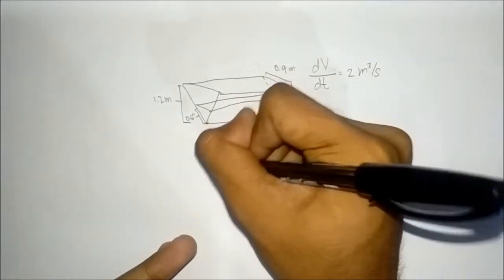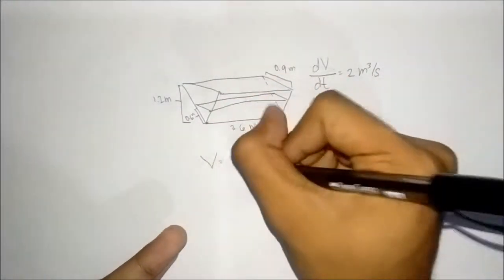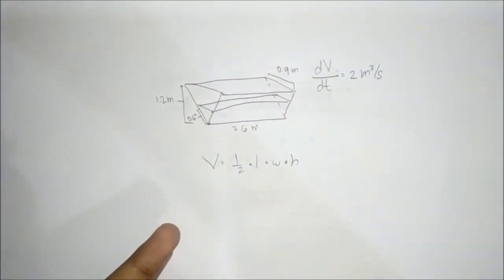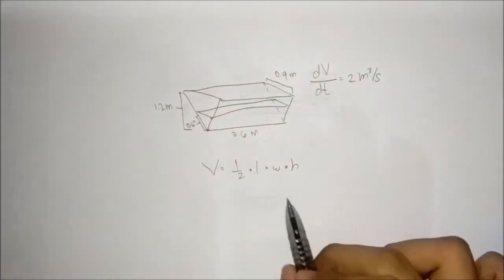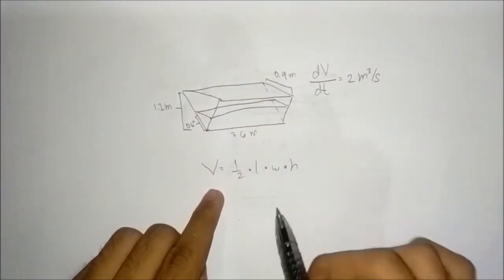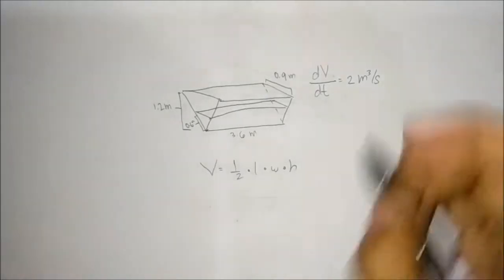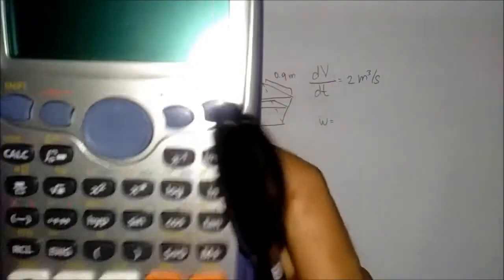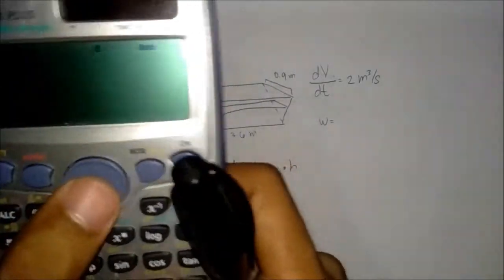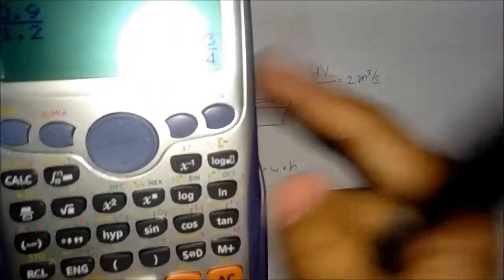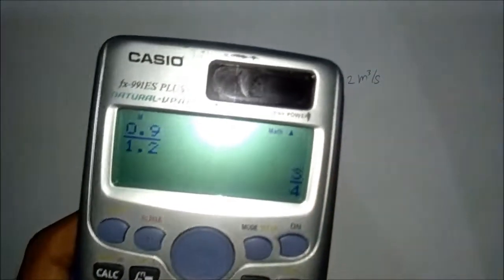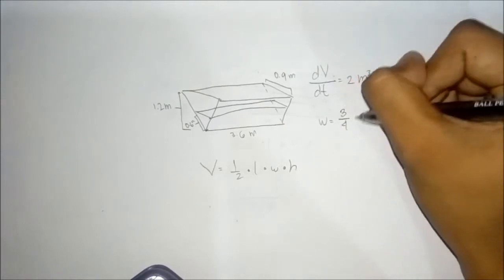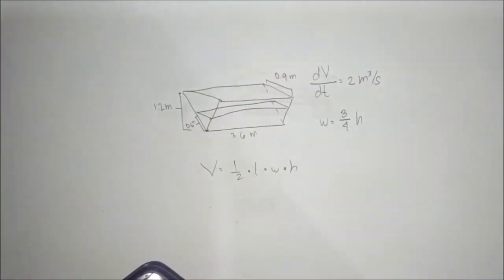And then it becomes like this. V, the volume, is equal to 1/2 times length times width times height, and then we find a way that every variable here becomes only h. So first we get the width. We divide 0.9 over 1.2. We get 3/4, so 3/4 times h. That's our width in terms of h.